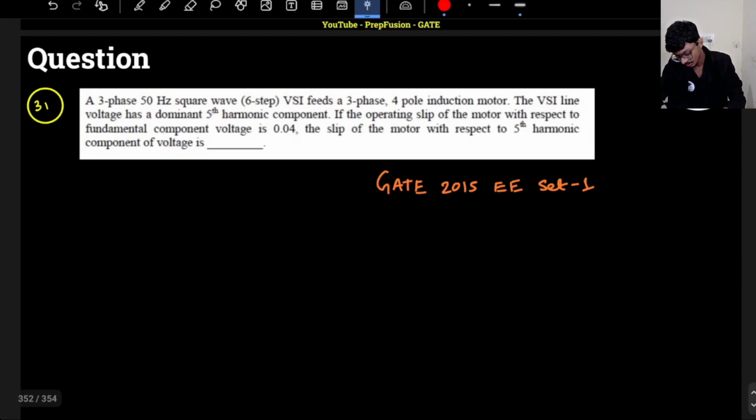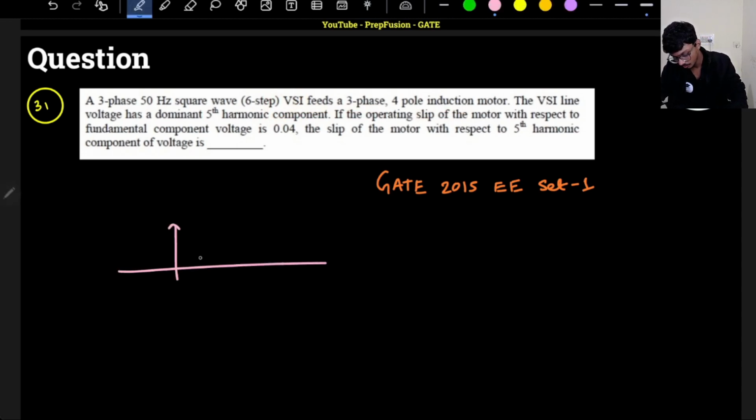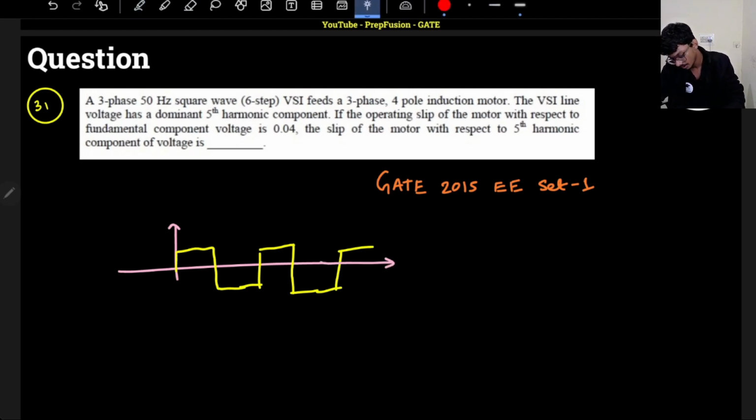A 3-phase 50 hertz square wave VSI feeds a 3-phase 4-pole induction machine. So a voltage source inverter is feeding an induction machine. What does it mean? It is a square wave, right? Square wave basically means the voltage waveform will not be purely sinusoidal, it will be a square waveform, something like this. You will study this in inverters. Actually, we can never generate purely sinusoidal waveforms with inverters, that is not possible, but we can optimize it. Okay, so it is a 50 hertz, 4-pole induction machine.